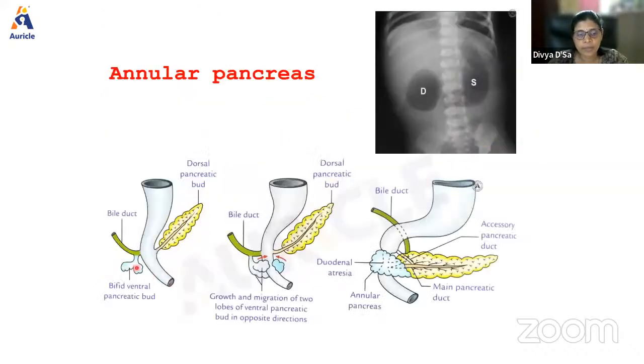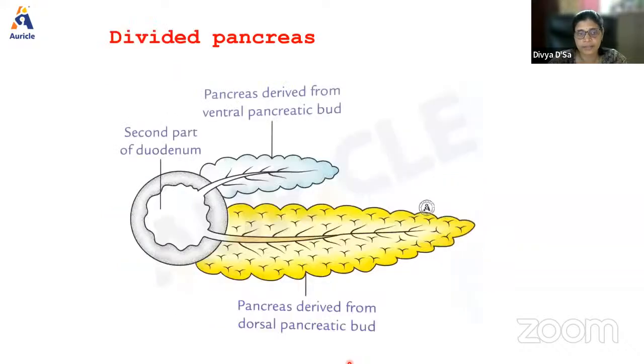Sometimes the ventral bud may form two divisions. These are the anomalies, like annular pancreas. It may be bifid, and the ventral bud will encircle the developing duodenum and fuse with it. Because of that, this portion of the duodenum is narrowed down, and that is known as duodenal atresia. And this pancreas we call the annular pancreas.